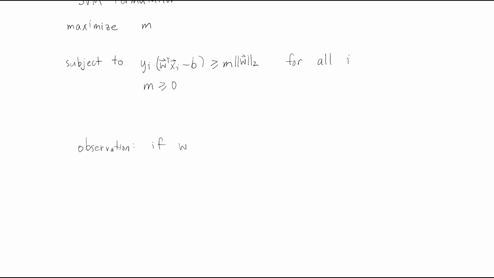So if W, B, and M satisfy the constraints, then we can multiply W by any number A, and we can multiply B by the same A, and then keep M the same. So this also satisfies the constraints.